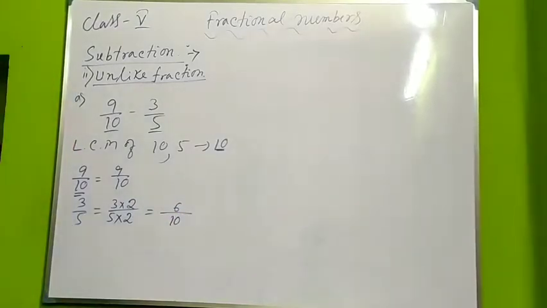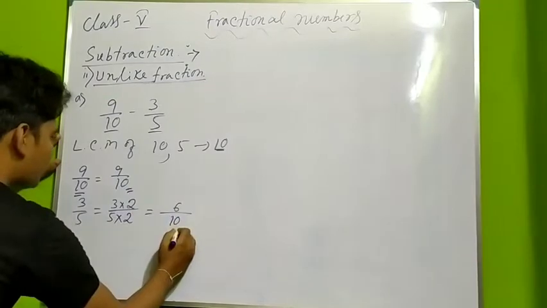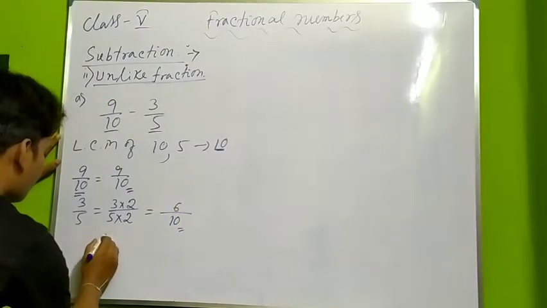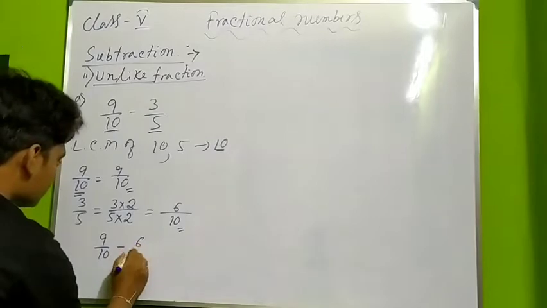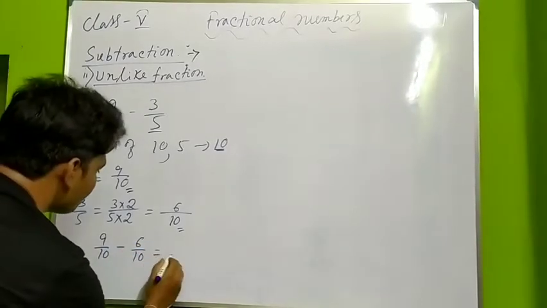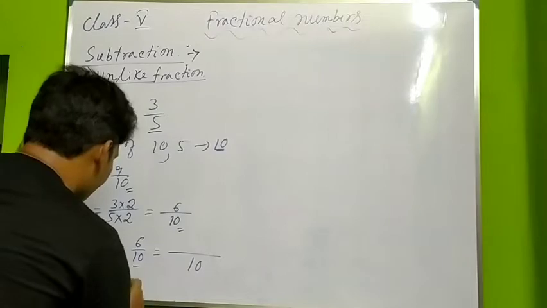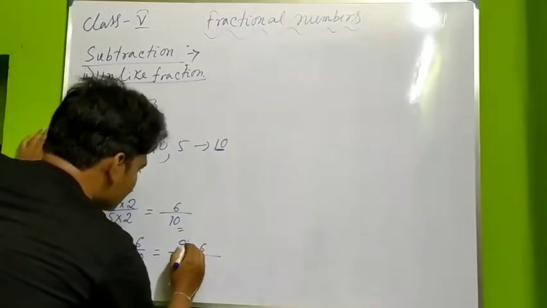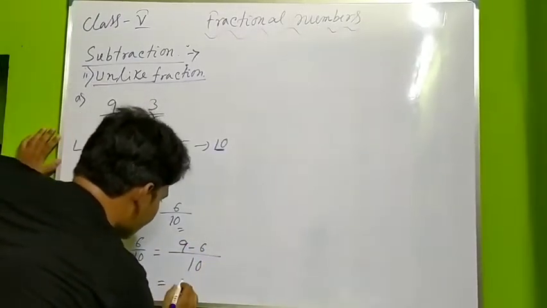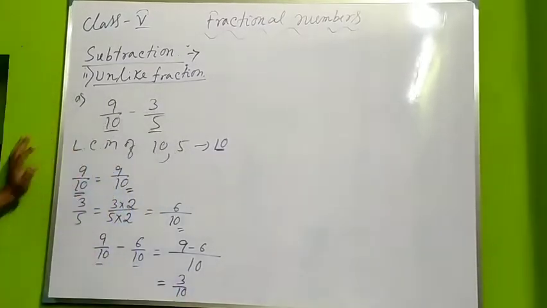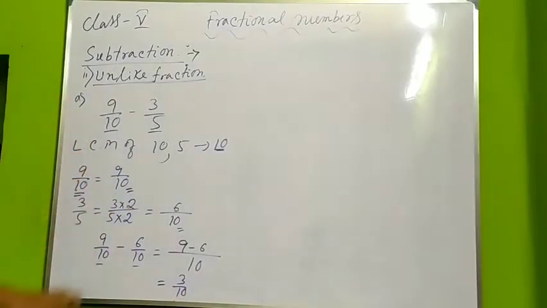Okay, all of you understood? Now you write down these like fractions here. So 9 by 10 minus 6 by 10 equals, you apply the same process as for like fractions, take the common denominator here. Now you write down directly 9 minus 6. So we get 3 by 10. That is our answer, 3 by 10. That is one type of subtraction of unlike fractions.